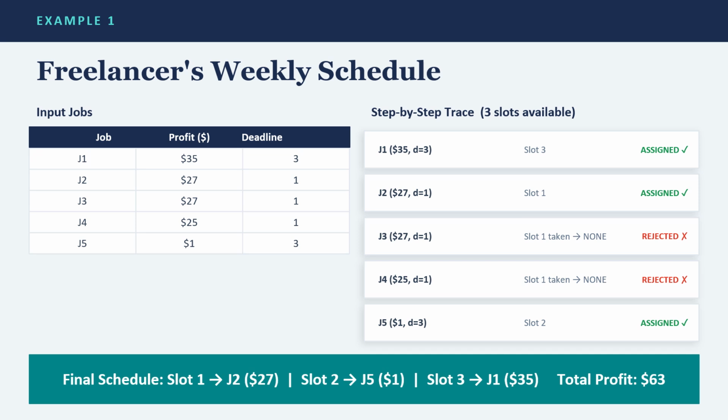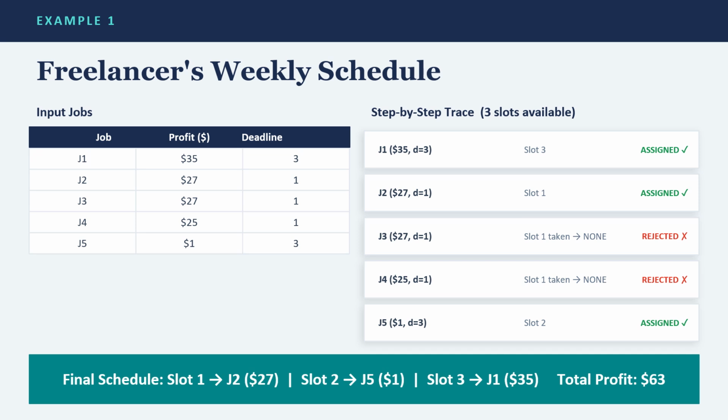Let's work through the foundational example. A freelancer with 5 jobs, 3 available time slots, and varying profits. After sorting by profit, the order is J1 at $35, then J2 and J3 both at $27, then J4 at $25, and finally J5 at just $1. We have a maximum deadline of 3, so 3 slots are available.